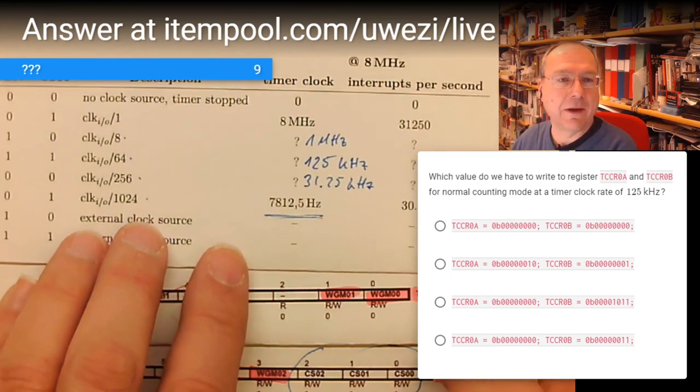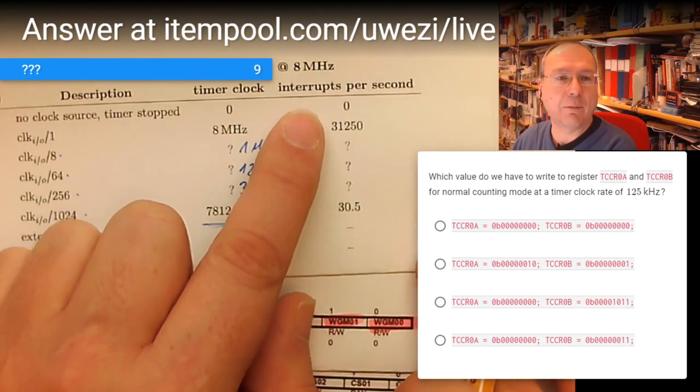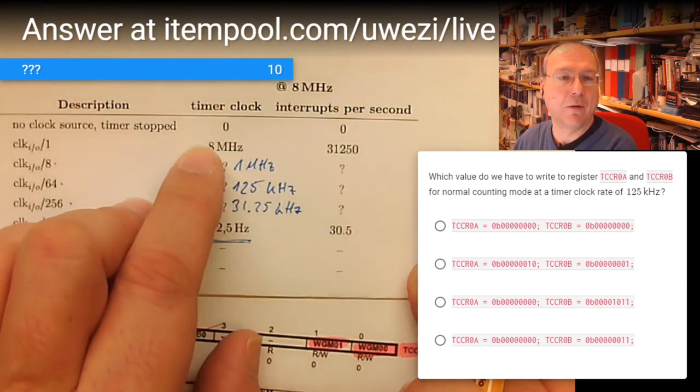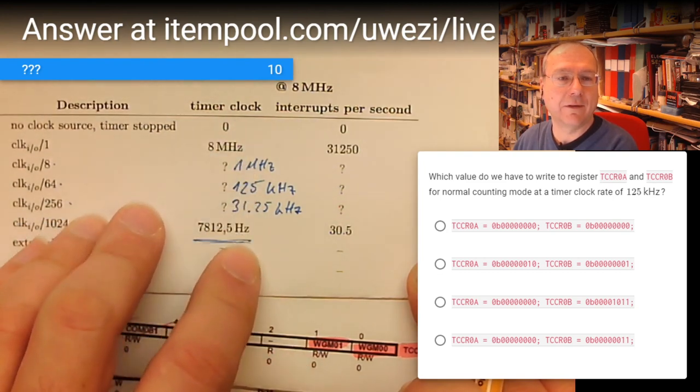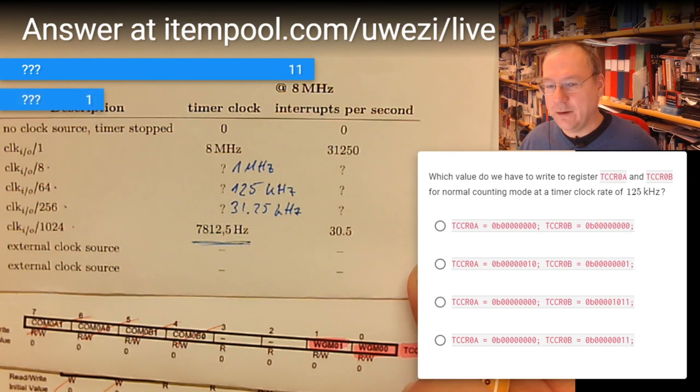We have another column here in this table. And this would be how many interrupts per second we get. How often does our timer overflow when we run it at these different settings? Let me just have a look at the poll. So we have 10 answers and 11 agree on the same answer here. So the clock prescaler should be quite clear by now. And the only question is, where do these bits go?